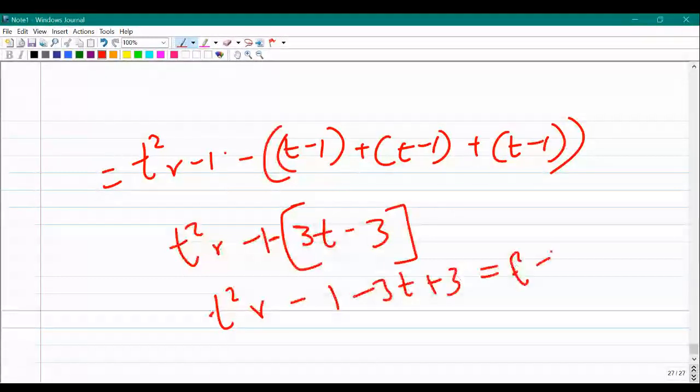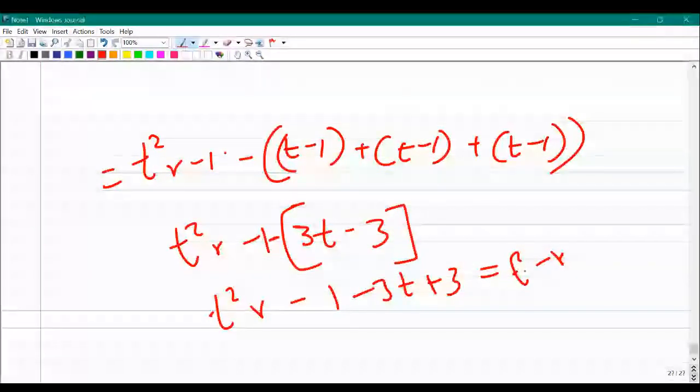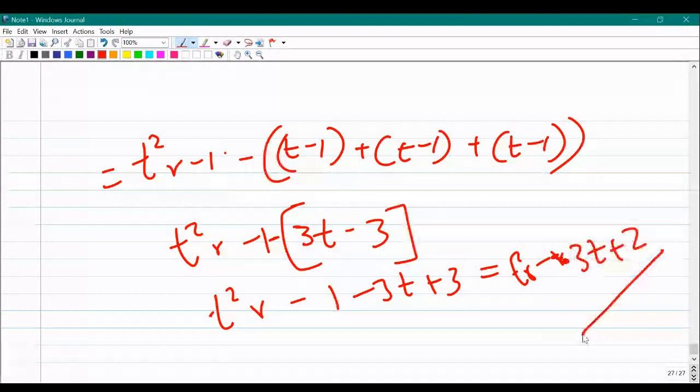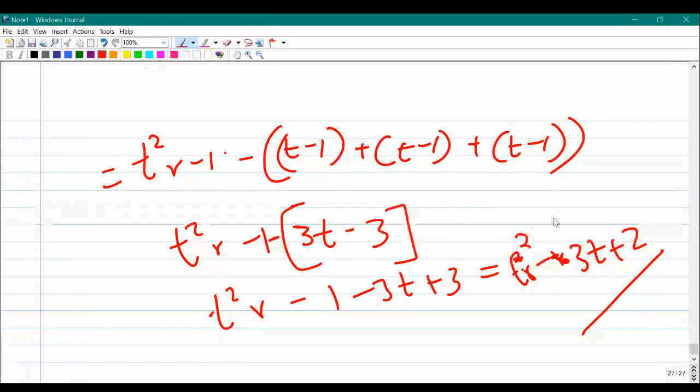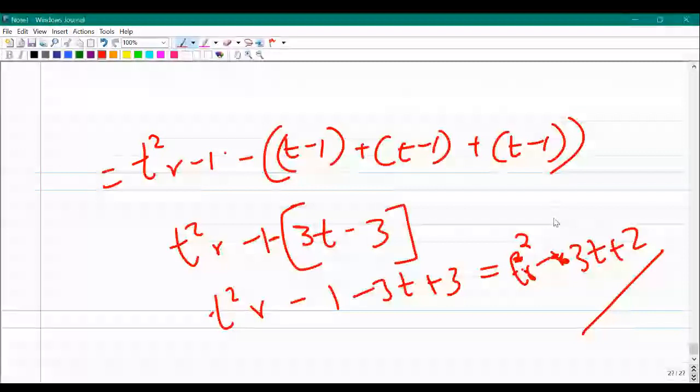t squared r minus 3t plus 2. What is on the study guide, Mr. Smanga? I'm getting t squared r minus 3t plus 2. So on the study guide, they are saying, Mr. Smanga, I'm asking what is written on the study guide. Sir, read what is written on the study guide. Yes.